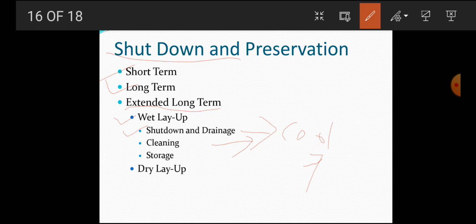Then open washout and clean the plugs from front and back. So these are the steps which need to be followed for drainage and shutdown. Then next is cleaning. So we need to clean everything.